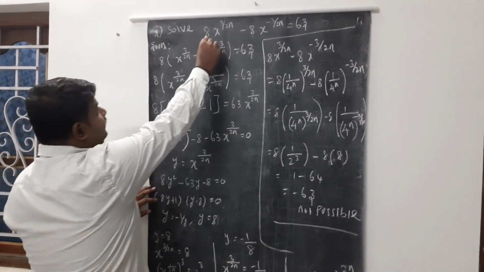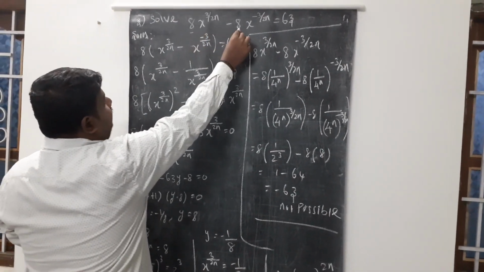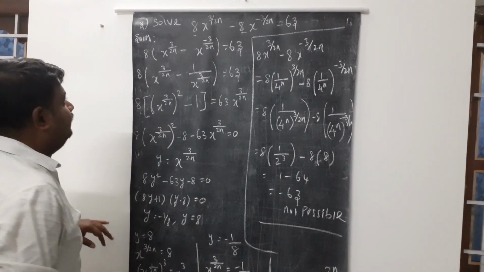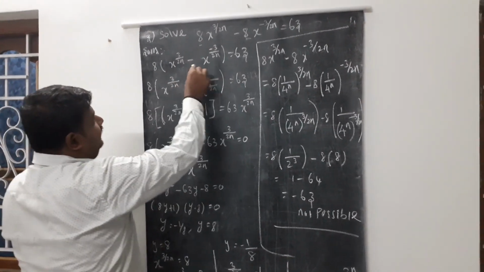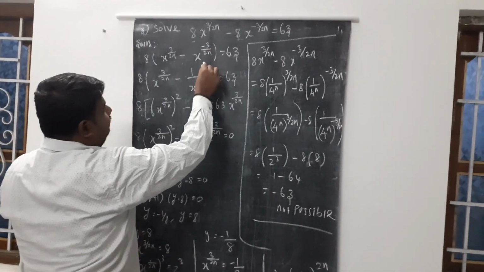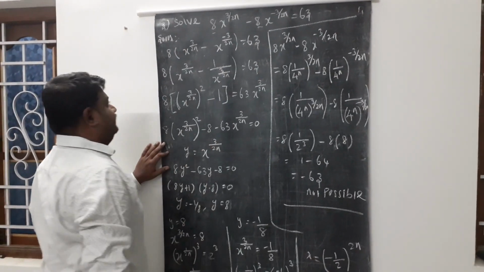So you can first take 8 as a common. Here also 8, here also 8. So you can take 8 as a common. If we take 8 as a common, we can get x^(3/2n) minus x^(-3/2n) is equal to 63.